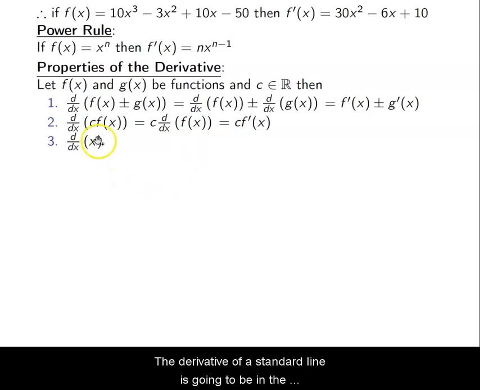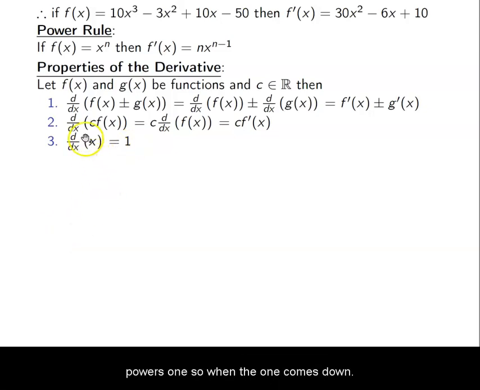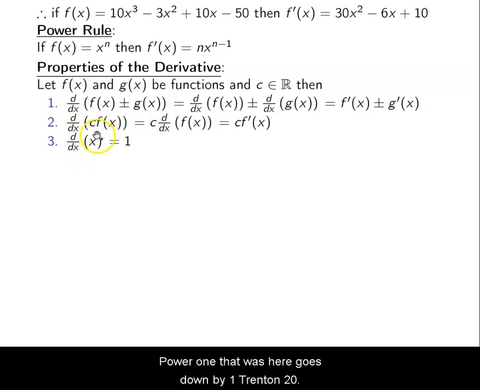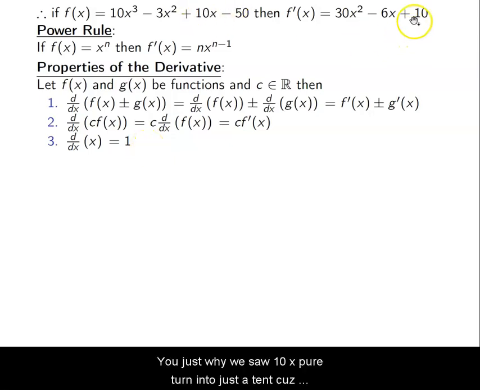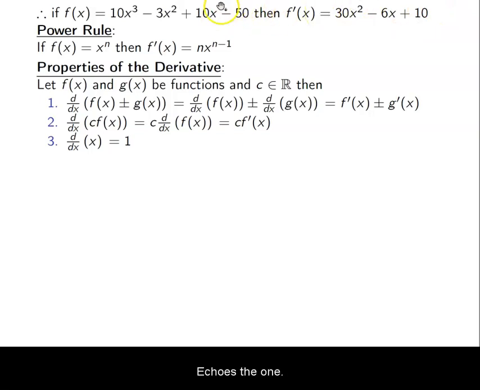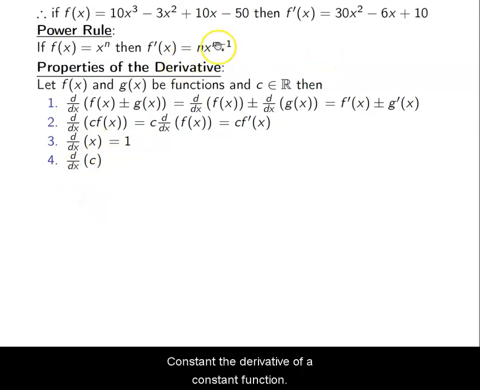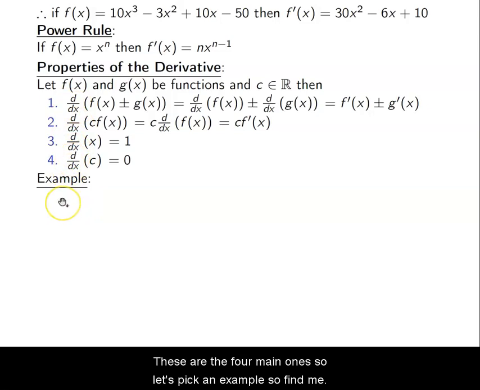The derivative of a standard x function, just a line, is going to be 1, right? The coefficient is 1, the power is 1, so when the 1 comes down, the power of 1 that was here goes down by 1, turns into 0, and that turns into 1 times 1. So the derivative of x is just the constant 1, which is why we saw 10x here turn into just a 10, because x goes to 1, and we have 10 times that derivative. The derivative of a constant function, just like here, will go to 0. Okay. So these are the 4 main ones.